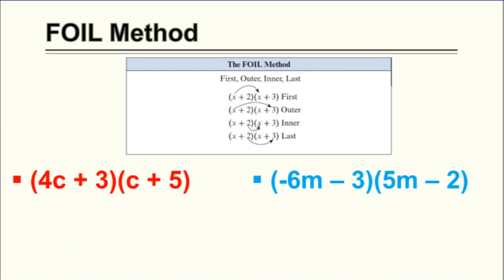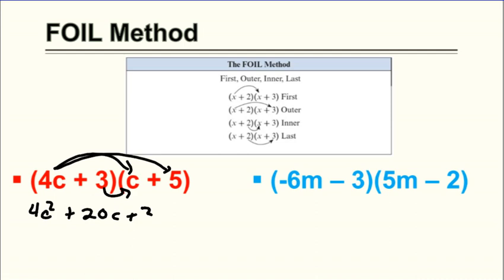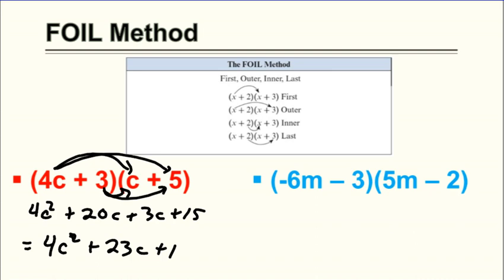Next one, 4c times c is 4c squared. 4c times 5 is plus 20c. 3 times c is plus 3c. 3 times 5 is positive 15. Add like terms and I get 4c squared plus 23c plus 15.